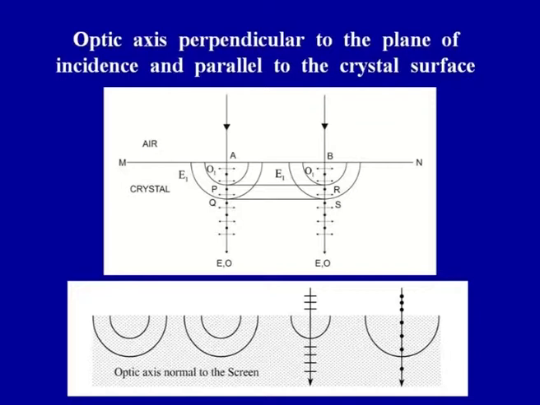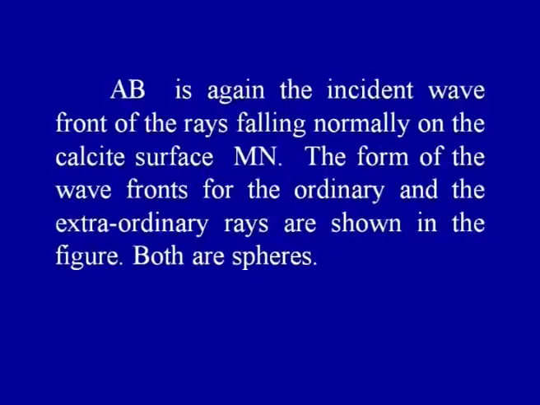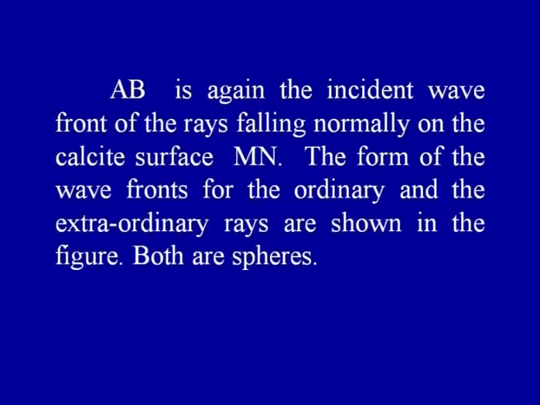Now, let us consider the second possibility: optic axis perpendicular to the plane of incidence and parallel to the crystal surface. AB is again the incident wavefront of the rays falling normally on the calcite surface MN. The form of the wavefronts for the ordinary and the extraordinary rays are shown in the figure. Both are spheres.